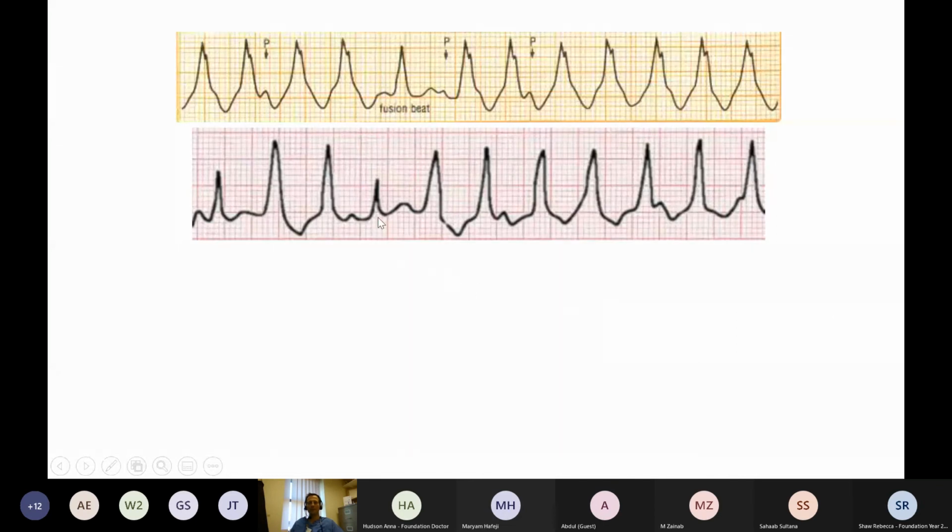We also look for things called fusion beats. This is an example of a capture beat. I'll explain this first. So if we have an atrial signal, sometimes there's enough of a gap between the VT that atrial signal can actually conduct through the AV node. It's not refractory, having just gone with a VT beat. And so we get a narrow complex in the midst of the VT. That tells us the other complexes are not being conducted through the AV node, and therefore it is a VT.